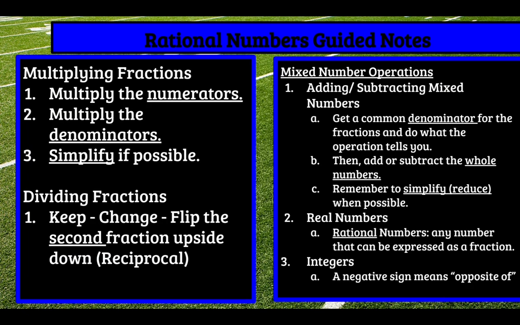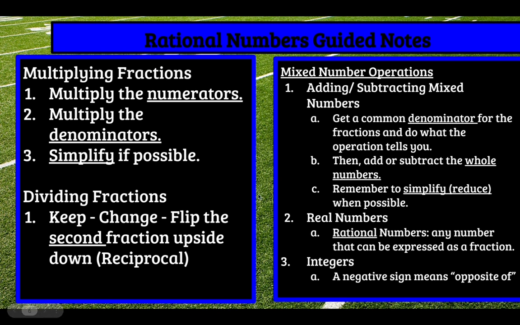Now we're going to talk about multiplying fractions. When we're multiplying fractions, you want to multiply the numerators and multiply the denominators. So on this one, all you have to do is multiply straight across numerators and denominators and then simplify if possible. When you're dividing fractions, we often like to do the keep, change, flip method. You keep the first fraction, change division to multiplication, and flip the second fraction upside down, which is finding the reciprocal. Reciprocal is a fancy word meaning the second fraction flipped.